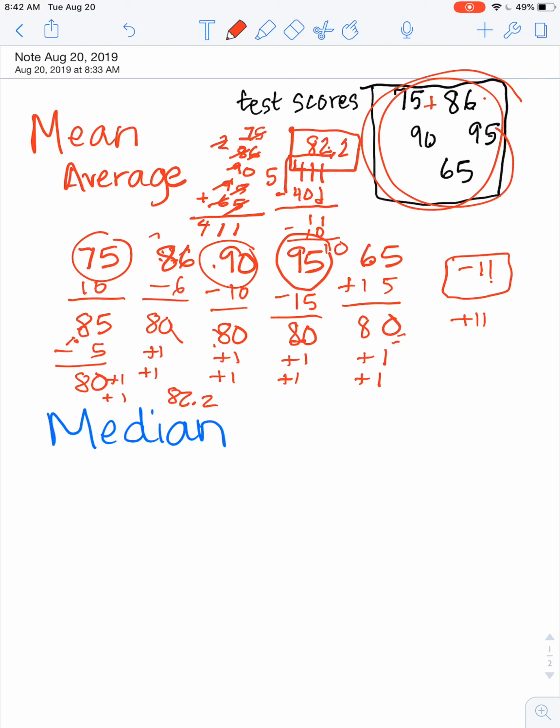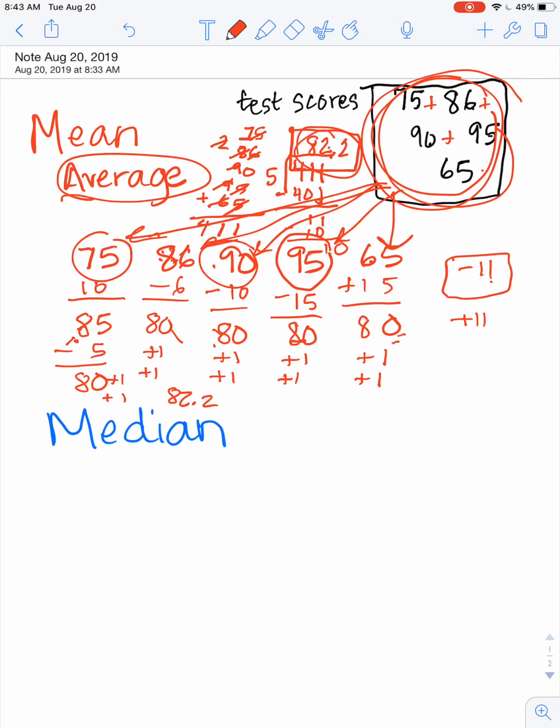So you take all of the points, you put all the points into a big pot, which means you add them all up. You get what that is, and then you divide them equally among each test. So you give each test the same amount of points. So if we had this many points and we gave each test the same amount of points, each test would have 82.2 points, which would be your average.